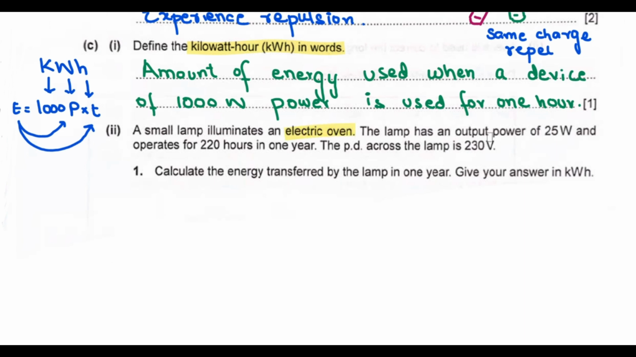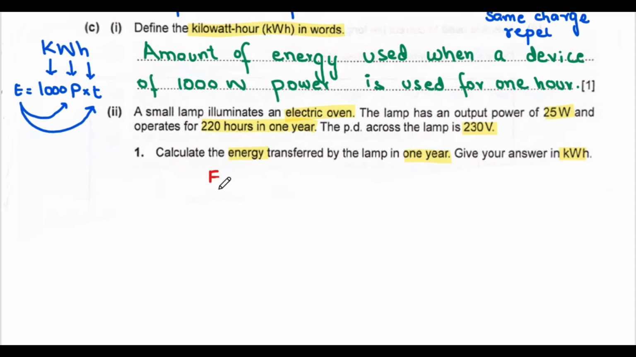Second part of the question says, a small lamp illuminates an electric oven. The lamp has an output power of 25 watt and operates for 220 hours in a year. The potential difference across the lamp is 230 volts. Calculate the energy transferred by the lamp in 1 year and give your answer in kilowatt hour. We have to find the energy. The question has given us the power, which is 25 watt, and the time, which is 220 hours. You know, energy is equal to power multiplied by time. So I will use the same formula.